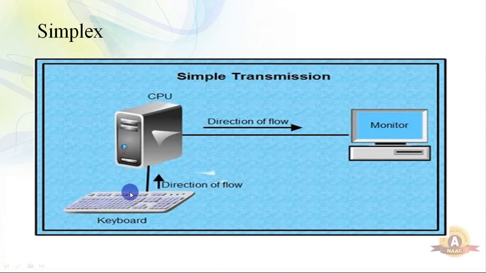Whatever data we type on the keyboard goes to the CPU. The CPU does not reply anything to the keyboard, means the direction between keyboard and CPU is unidirectional, only one direction. Whatever the CPU wants to show on the monitor, that data is forwarded through the CPU to the monitor, and the monitor displays it. So in simplex transmission, only one way is possible. If the monitor wants to send some information to the CPU, it is not possible. That's why this type of transmission is known as simplex transmission.